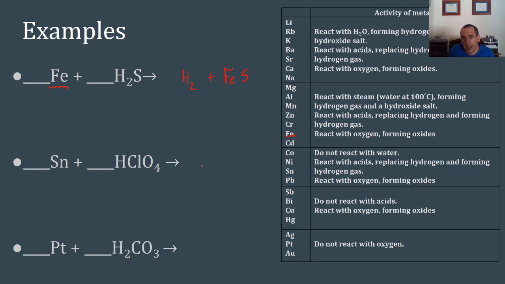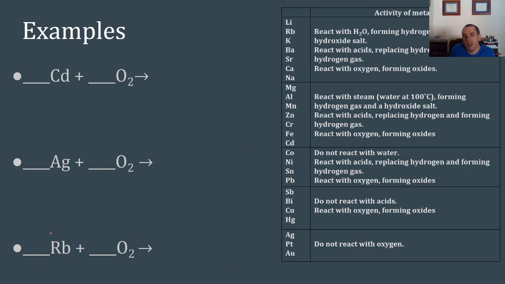Tin and perchloric acid. So here's tin down here. It says does not react with water, but it will react with acids, replacing hydrogen and forming hydrogen gas. So tin 2 chloride probably, or perchlorate, so Sn(ClO4)2, and H2. And we would need 2 of these. And then platinum does not react with oxygen, but it also is lower than these, so it's not going to react with acids, so we get no reaction out of that. So you can use the properties in the table to decide whether or not these reactions will occur.